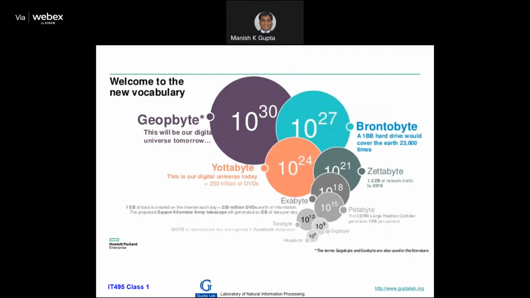So this is new vocabulary: megabyte, gigabyte, terabyte, petabyte, exabyte, zettabyte, yottabyte, rondobyte. By the way, in Hindi also there are some terms for size. But we normally represent in these bytes. Byte means 8 bits. So this is the new terminology.